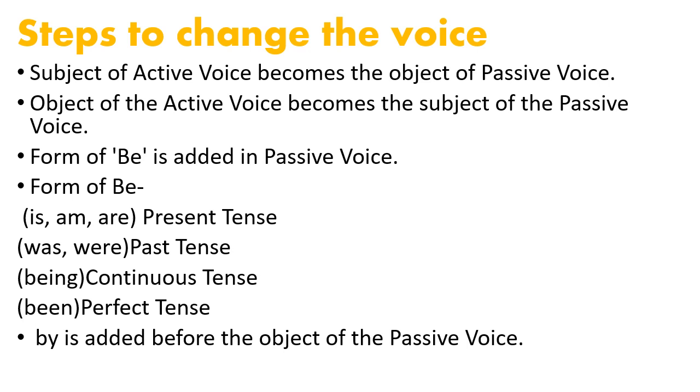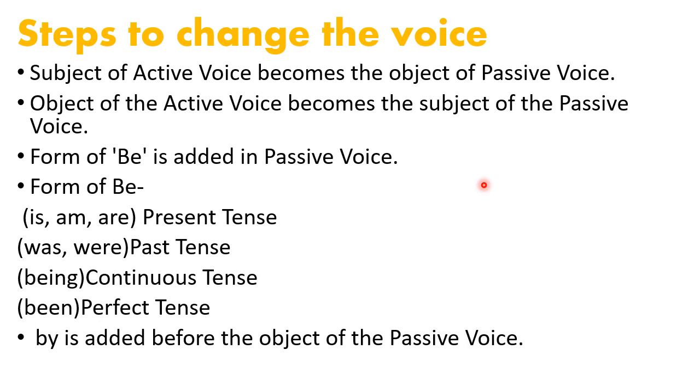See, with the help of these steps, you will be able to understand better. The first step to change the voice is that the subject of active voice becomes the object of passive voice. The second rule is that the object of active voice will become the subject of passive voice. For example, Hari sings a song becomes a song is sung by Hari. The tense rule will be changed according to the rule.